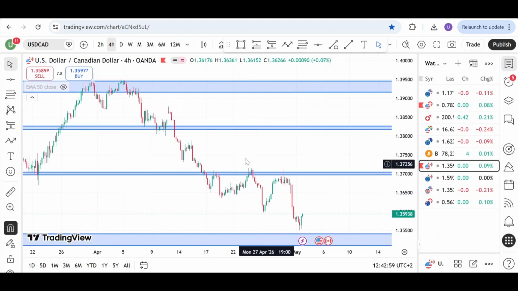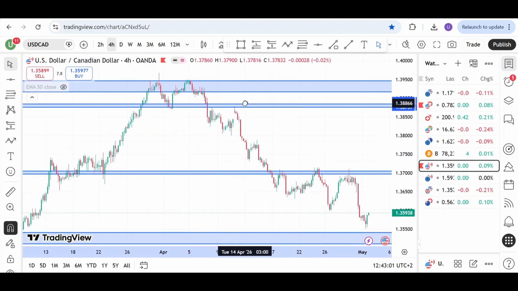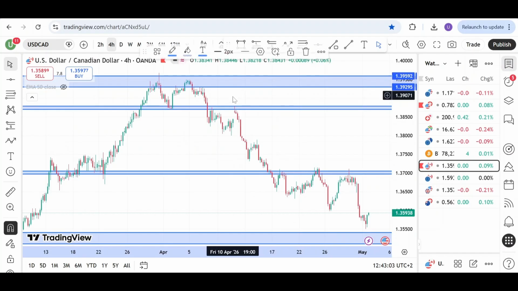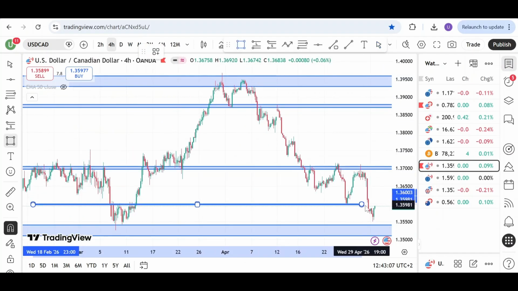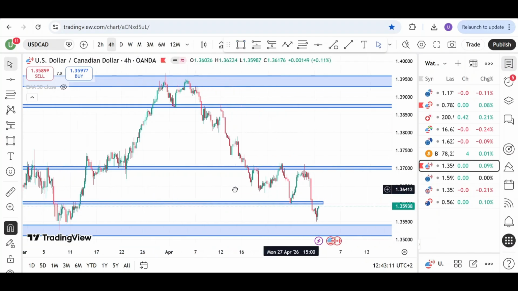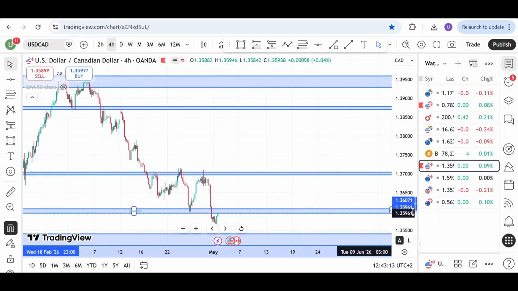Look at what I have been saying. I said that we are in a downward trend. We are in a downward trend here.